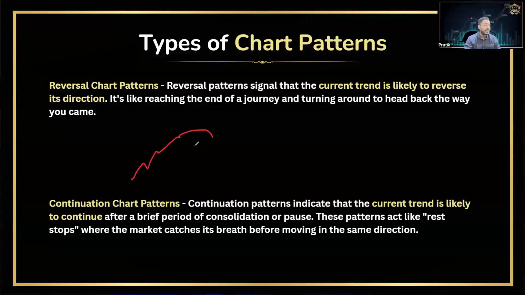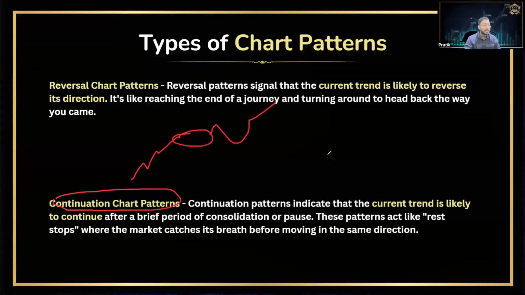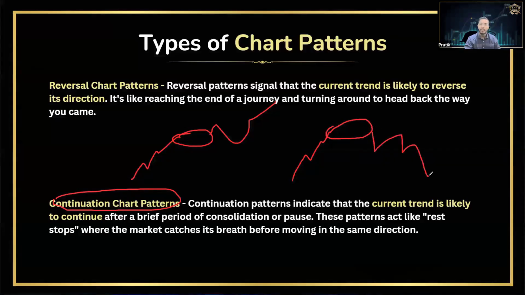Price is going up. Some pattern has been formed which shows that the price is going to continue going up. That is a continuation chart pattern. Okay. Price is going up. Some pattern is formed which shows reversal. That means the price is now expected to go down.